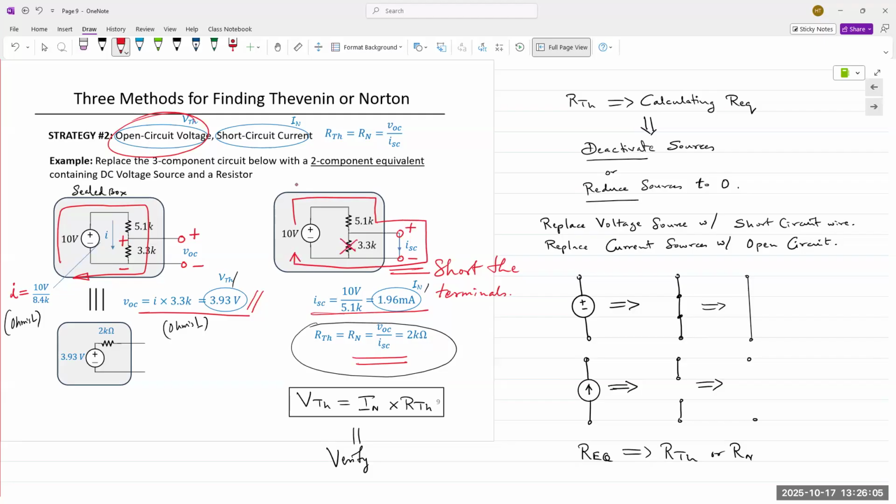Nothing will go here. So effectively, anything that is in parallel with a short circuit wire is redundant. It may as well not be part of the circuit at all. It is effectively removed from the circuit. Again, this is an important concept that you need to use in circuit analysis.